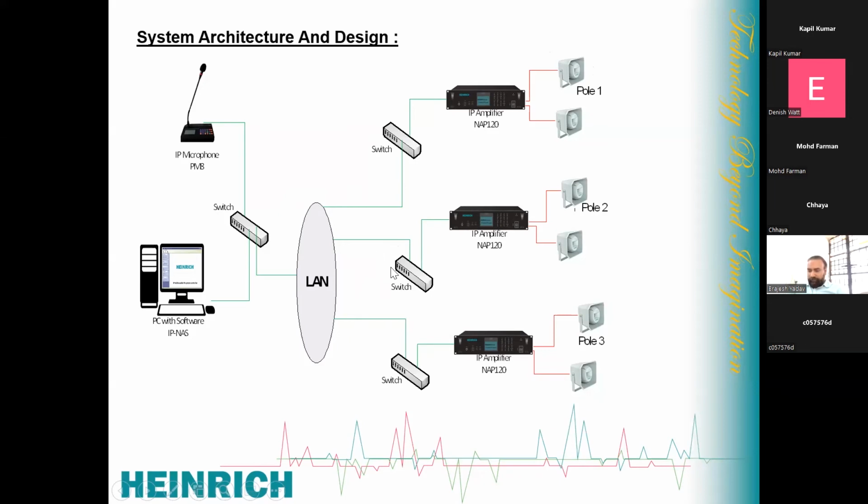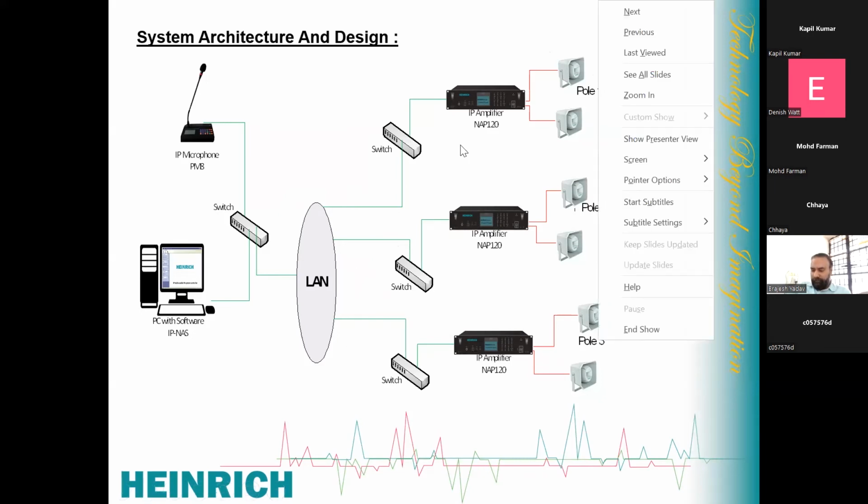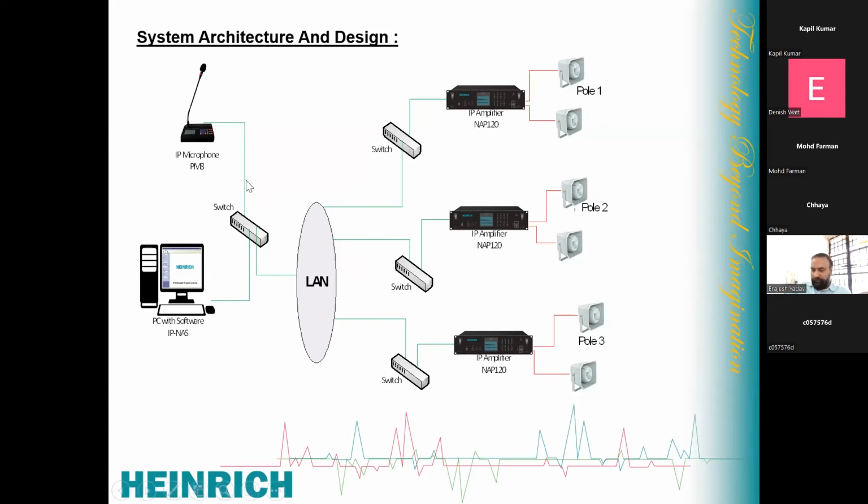In smart cities, basically the pole concept is there. There are multiple pole locations. In each pole, there is a CCTV and a speaker. So at each location, you can plan your IP based amplifier if the speaker wattage is more. This kind of architecture you can plan if you are working in any kind of smart city. From the central location, you can cover multiple locations for announcements.